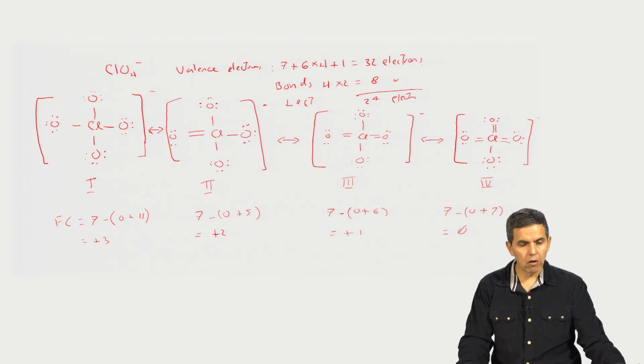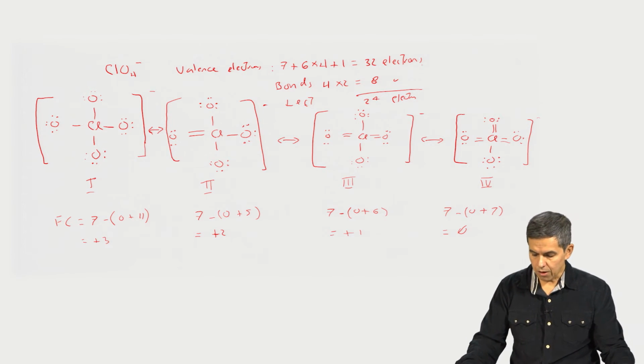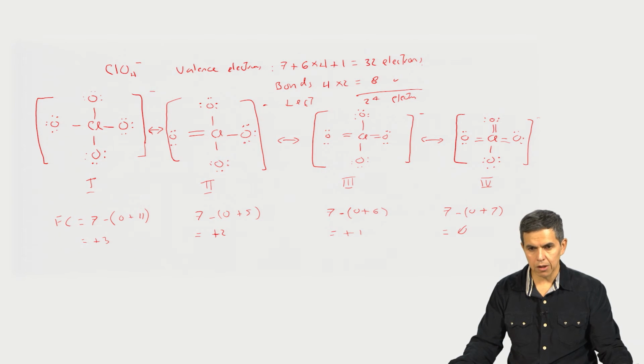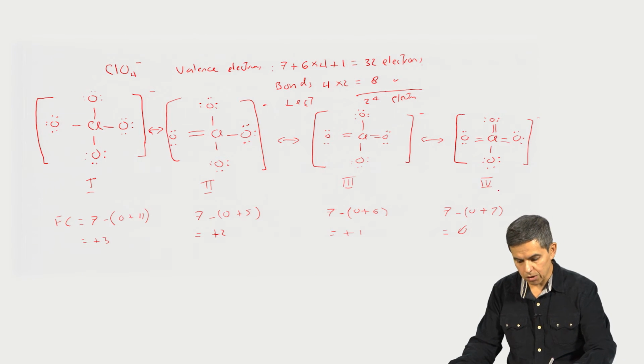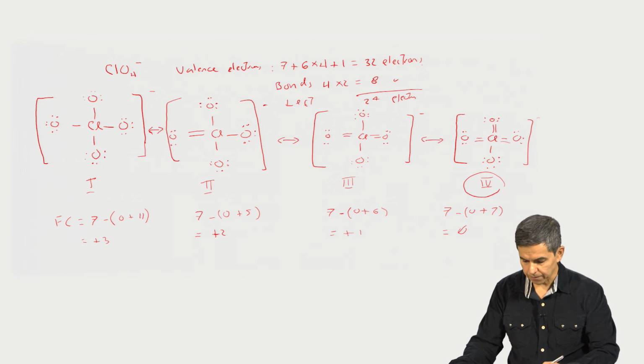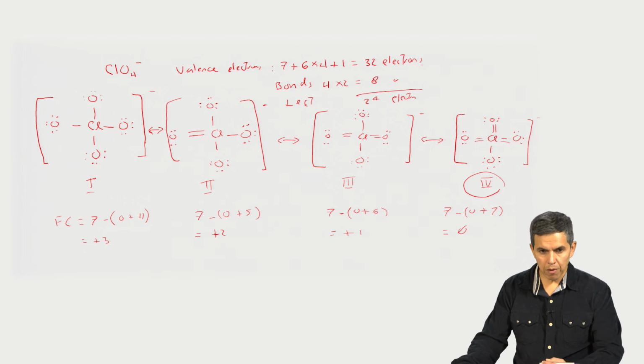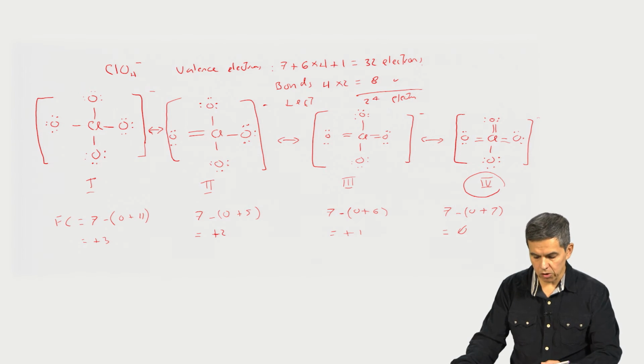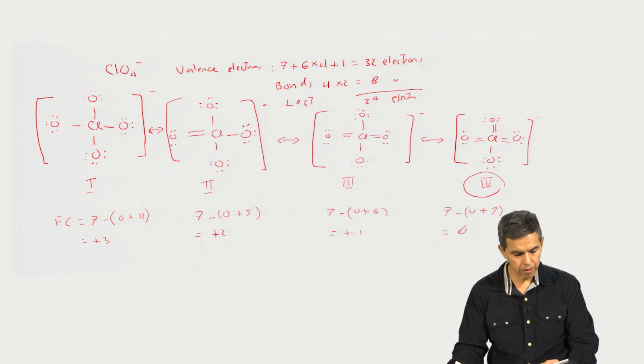Now, if we think about the rules of formal charges, the one that is going to be most important is the one that has the lowest formal charge possible, which is structure number 4. So the next part will consist of using this structure to calculate the bond order.